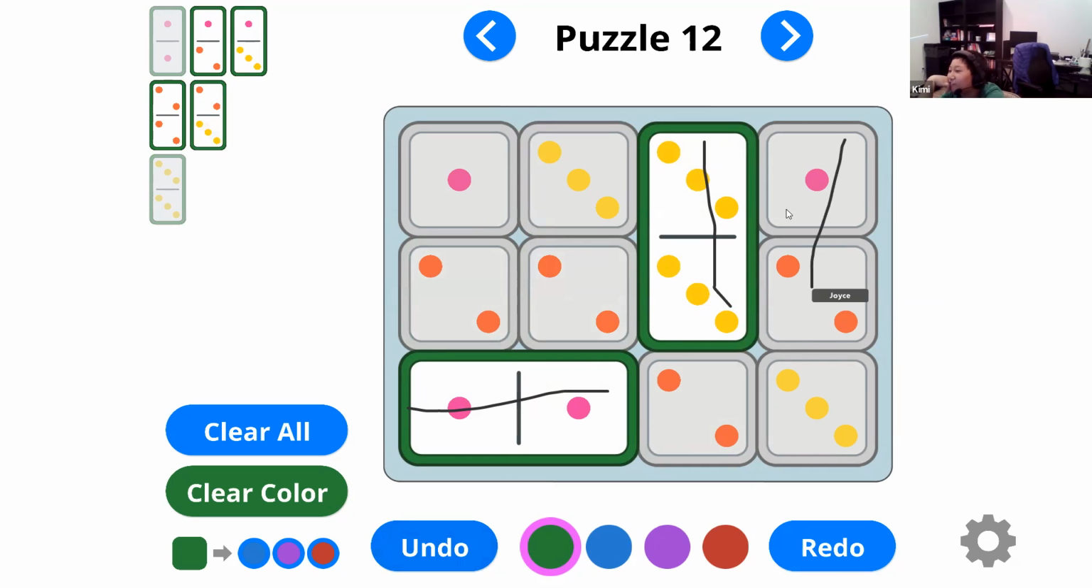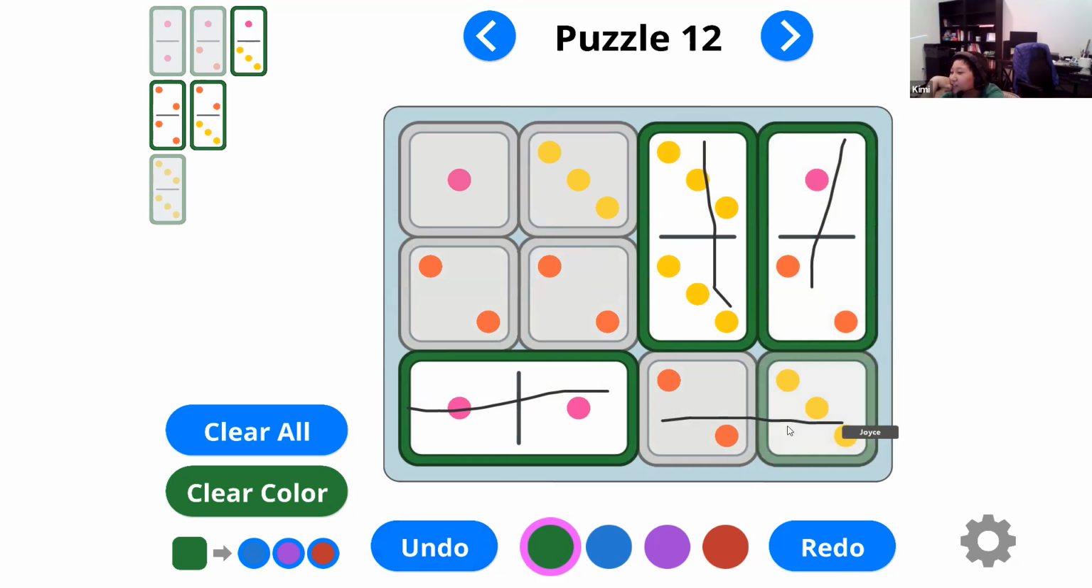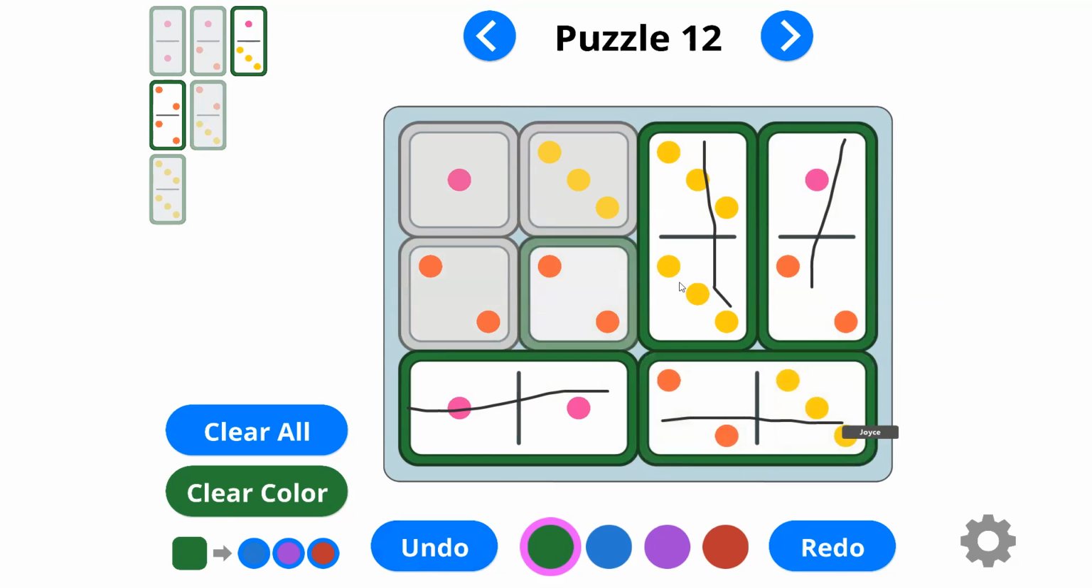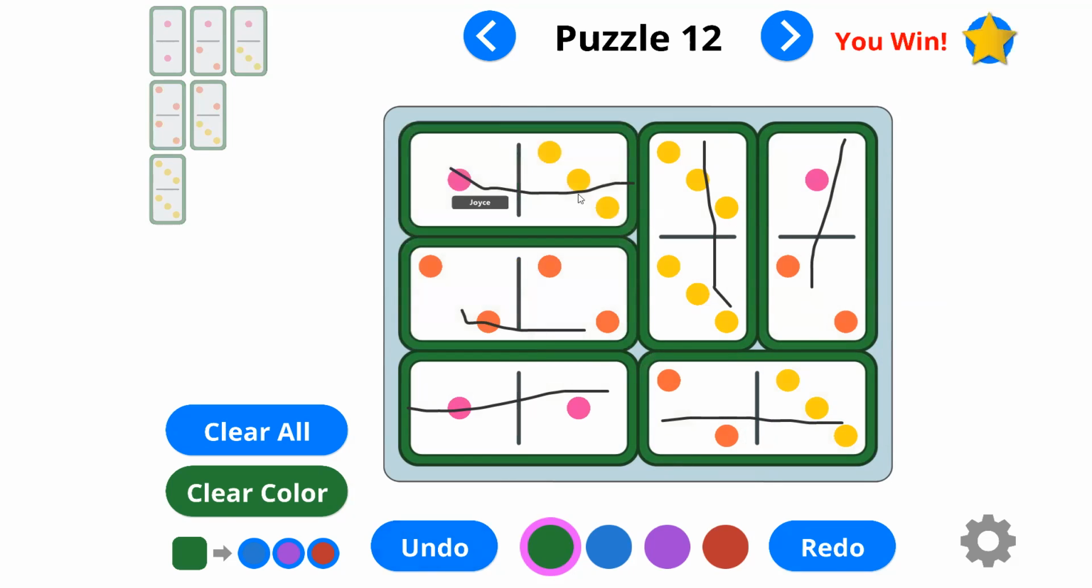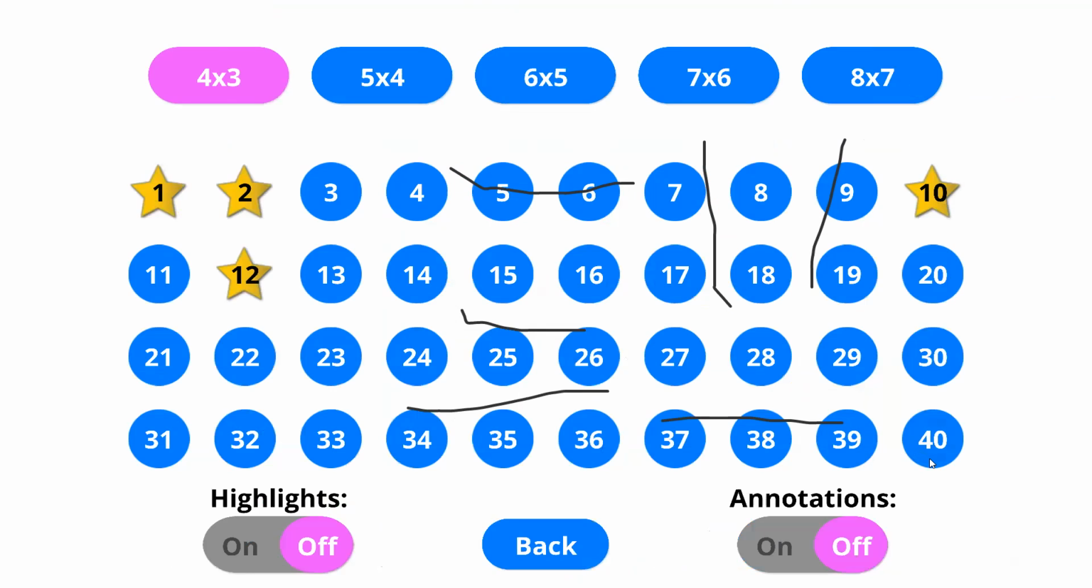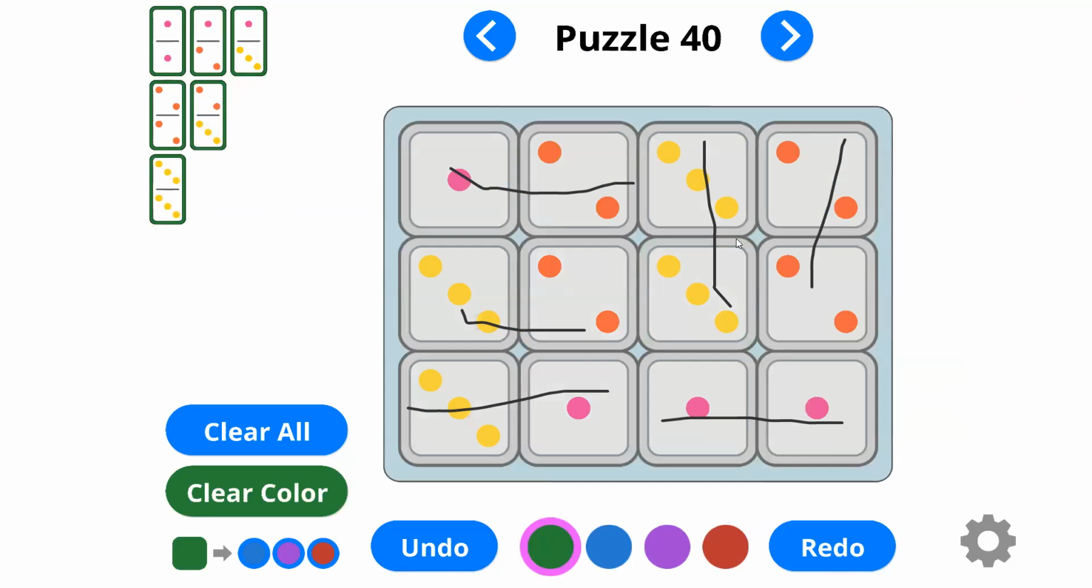Here. The two obvious ones. Here. And then here. And then here. Good. Yay. All right. You guys want to try level 40? I think that's the last level. Yes, yes, yes. Can I try?